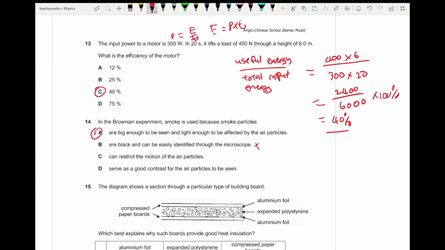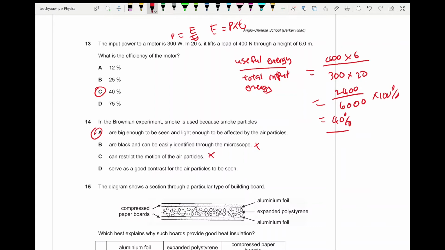My keyboard is black. My pen is black. My Samsung earbud is black. Doesn't mean that we use it in a Brownian experiment. So it has nothing to do with it being black and easily identified. It needs to be small and can be affected by air particles. Can restrict the motion of air particles. Doesn't really say much. So what if you can restrict? Like I said, I can restrict the air particles, you can restrict the air particles, my book can restrict the air particles, my mouse can restrict the air particles. We don't use it in a Brownian experiment.